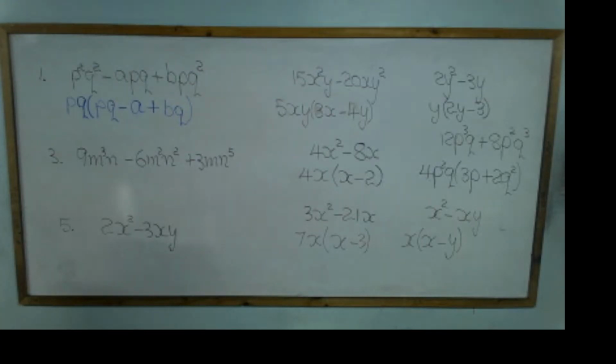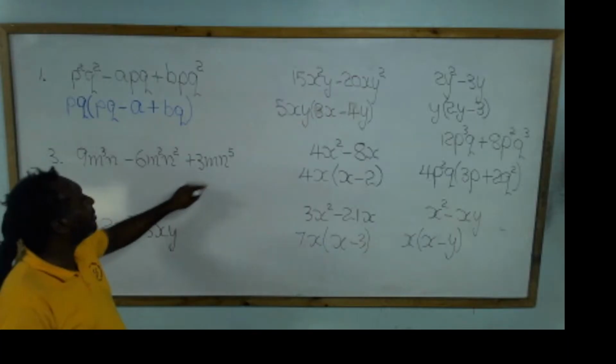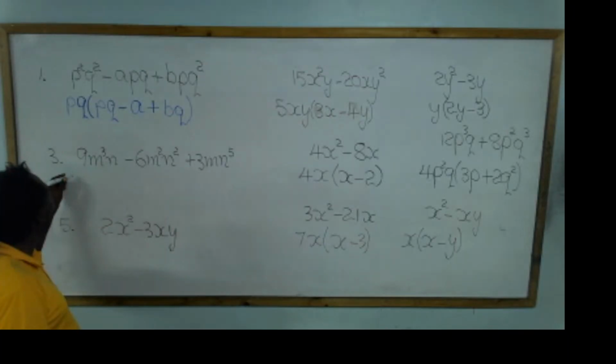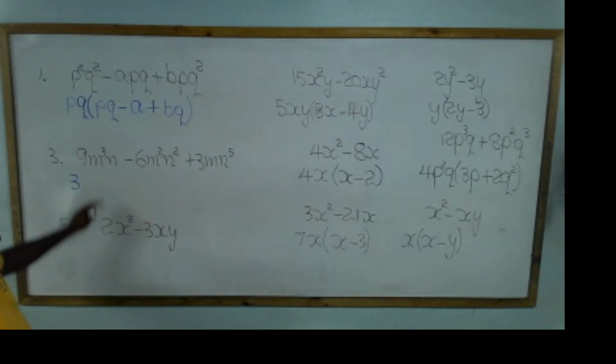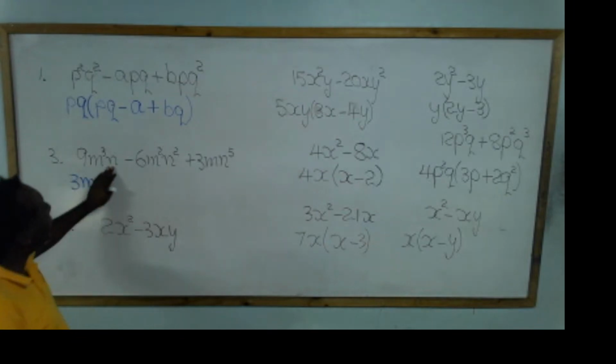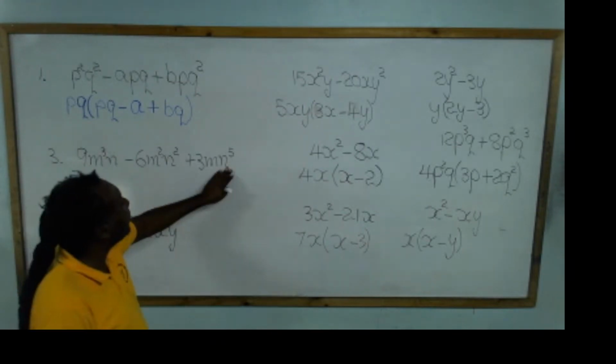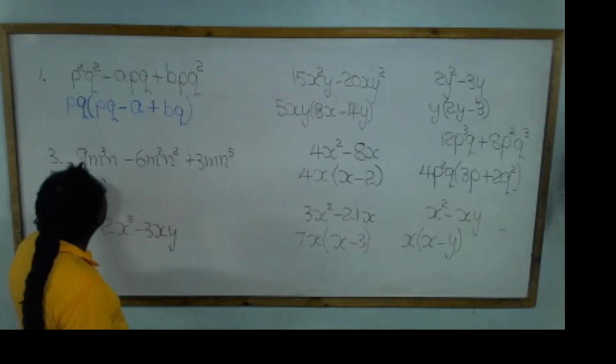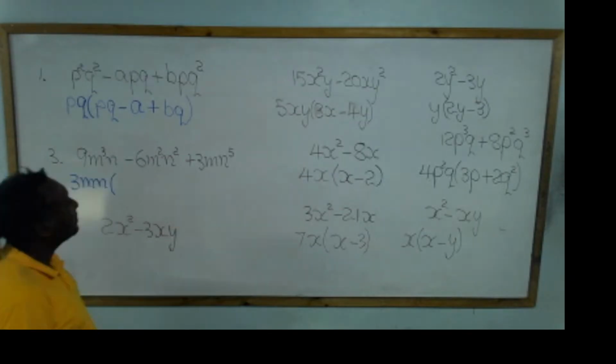What do we do with this one? We look for the highest common factor. We have 9, 6, and 3. Obviously 3 will work. What about the m's? M cubed, m squared, and m. Then n squared, n to the power of 5, and n. Division this time. Let's go.